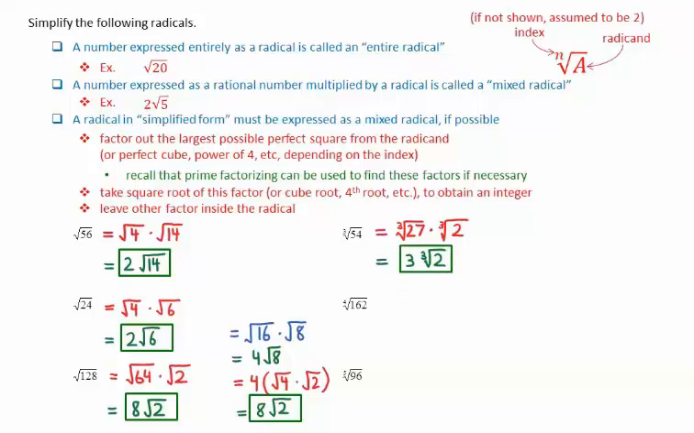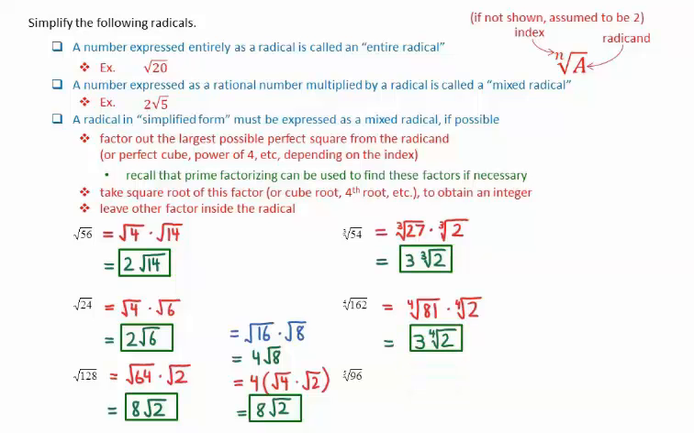The next one is a fourth root. This time we have to look for factors that are powers of 4. 81 is a power of 4, since 3 times 3 times 3 times 3 equals 81. We can then break this up into the fourth root of 81 times the fourth root of 2, giving us a result of 3 times the fourth root of 2.